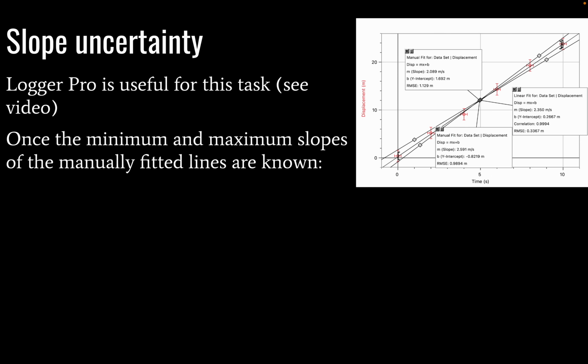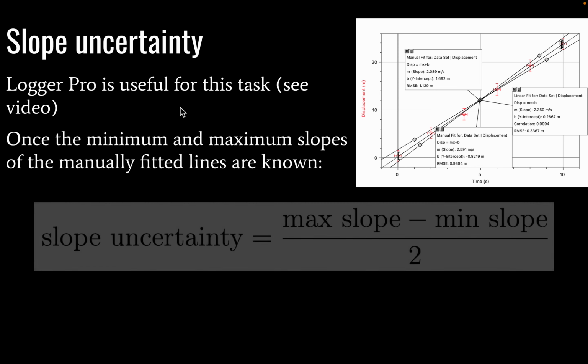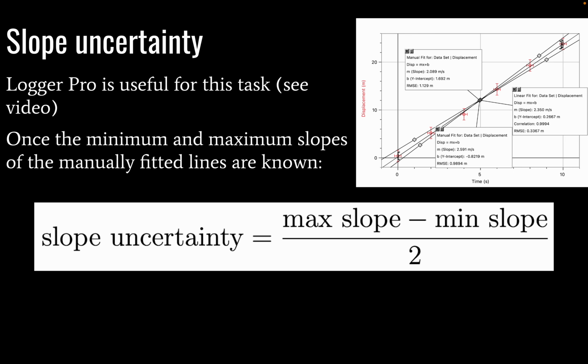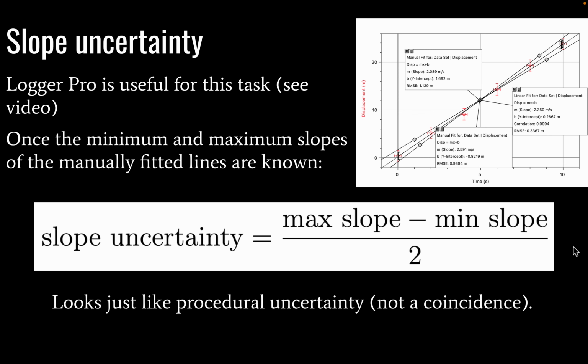Again, I'll throw a card in here so you can see the video in which I show you how to make a graph like this. So once we have our minimum and maximum slopes, then we can calculate our slope uncertainty, where our slope uncertainty is equal to maximum slope minus minimum slope divided by 2. And this looks exactly like procedural uncertainty, and you're going to find that this technique is extremely useful on internal assessments or individual investigations.